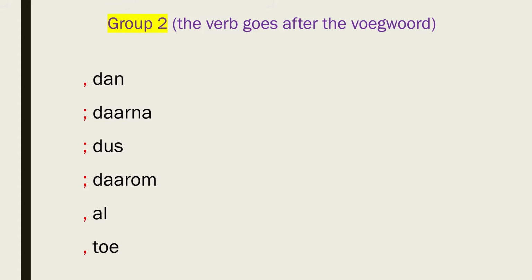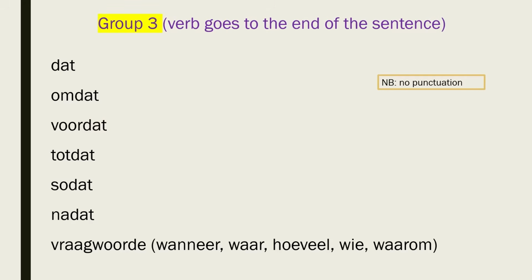And group 2 and 3 is where the changes start, right? So group 2, just take a look at that. Dan, daarna, dus, daarom, al, toe. You have your commas and your semicolons. So just a tip for you to remember the difference. So your group 3 has all your dats, right? Your dat, your omdat, your voordat, and also your vraagwoorde. So your wanneer, your waar, your hoeveel.